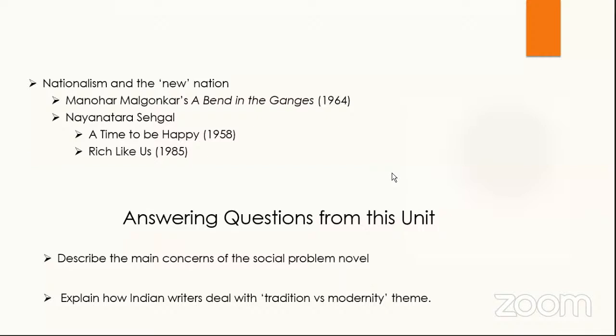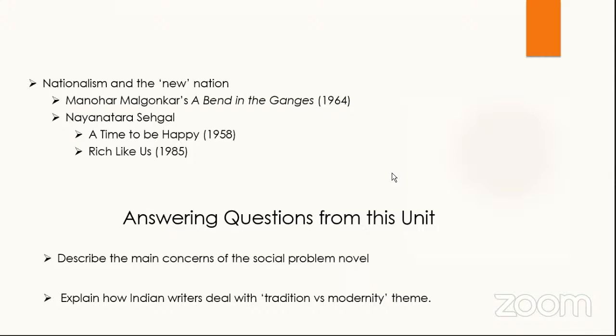I think I've mentioned this before. We mentioned Manohar Malgaonkar, his work A Bend in the Ganges, when we discussed the partition literature a couple of days ago, along with Khushwant Singh's Train to Pakistan. And this novel, A Bend in the Ganges, talks about the conspiracy of the Britishers in raising the divide between Hindus and Muslims.